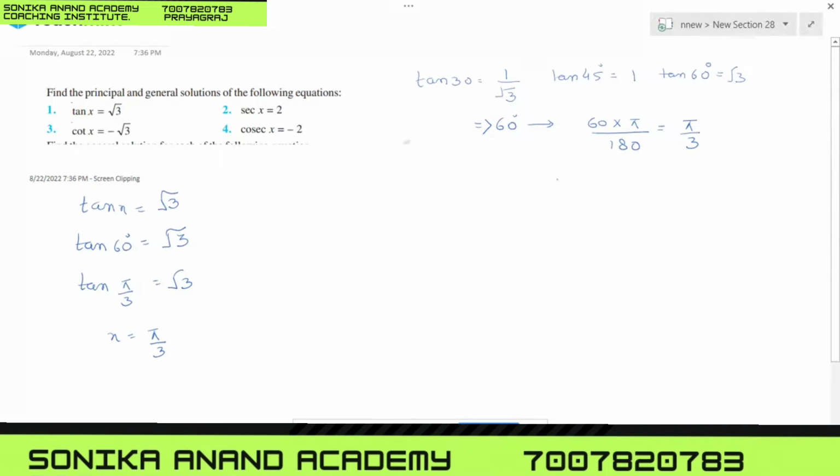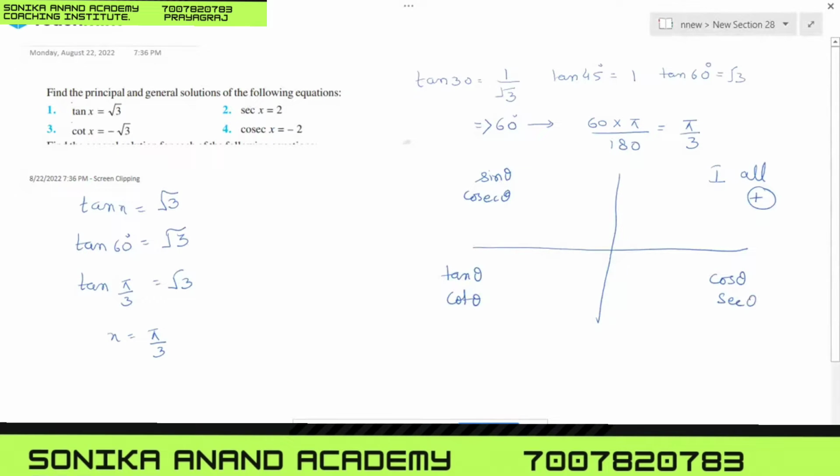Now listen, this is not the only answer. We have a quadrant also. In the first quadrant, all values are positive. In the second quadrant, sine theta and cosec theta are positive. In the third quadrant, tan theta and cot theta are positive. Here, cos theta and sec theta are positive.